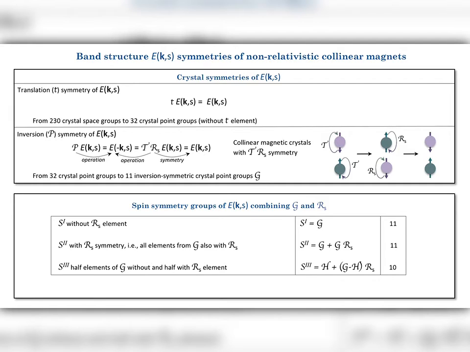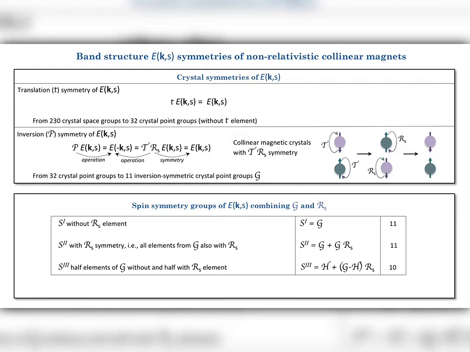The other possibility is that we will get a spin group in which the spin rotation is a symmetry. And that also means that every element from the crystal point group, which is a symmetry, will have a corresponding element which is the same crystal symmetry operation, but now combined with the spin rotation. And this is also going to be a symmetry in our system. This is equivalent to saying that our system has this spin rotation symmetry.